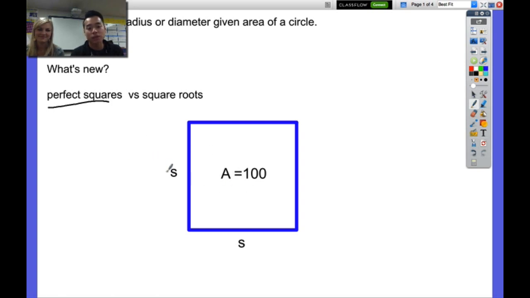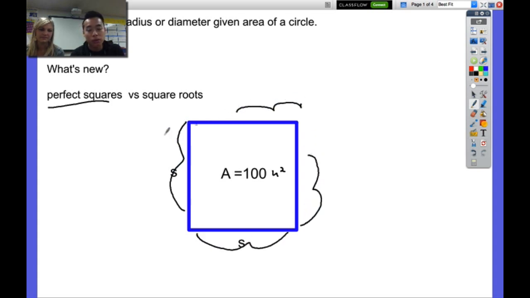But here, let's jump right in, we have a square. It's a square because it has 4 congruent lengths. The area is equal to 100 units squared. That's why it's called a perfect square, because all these sides are identical. So when you find the area, length times width, or in this case, side times side, mathematically, side times side is equal to 100. It's a perfect square.